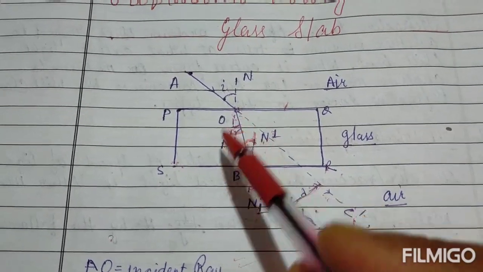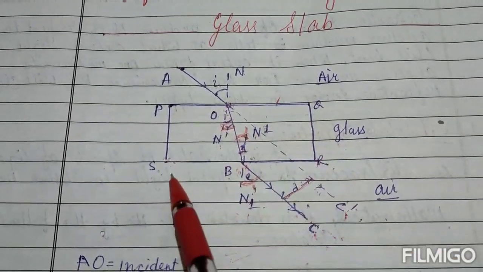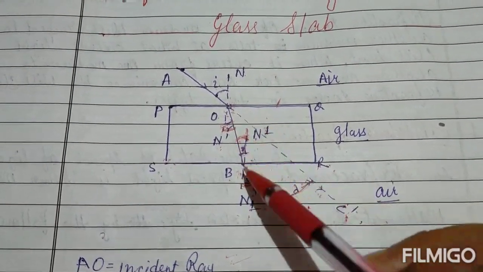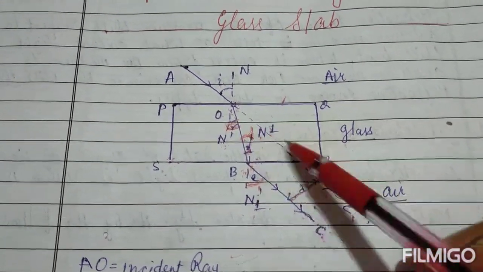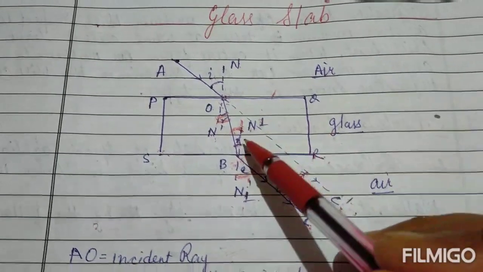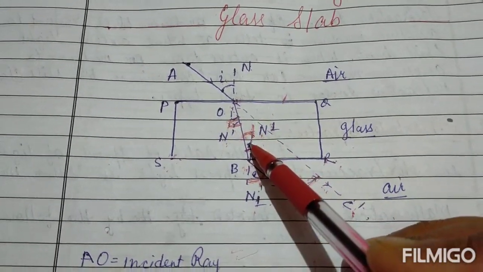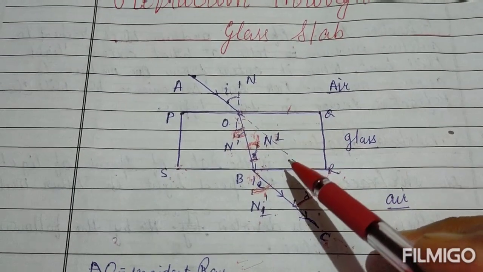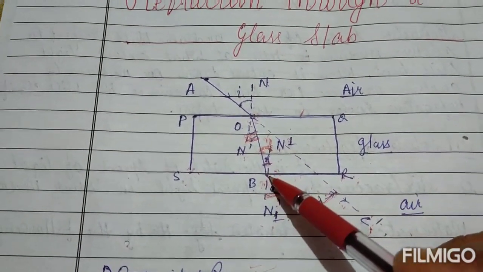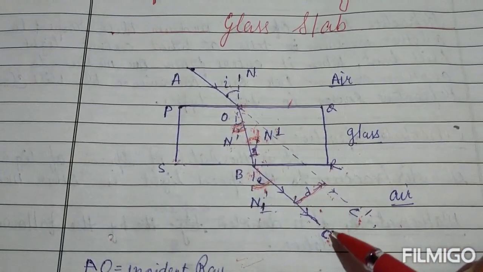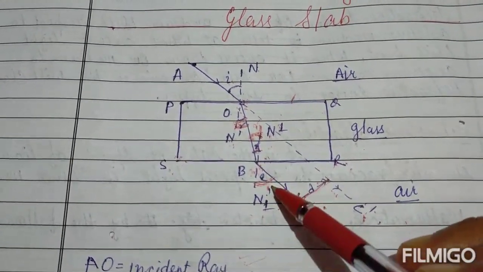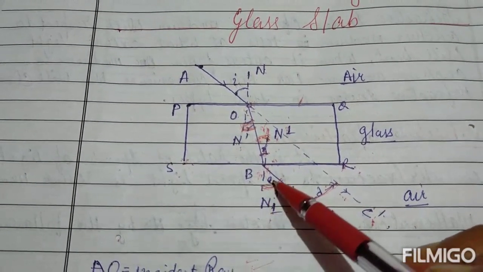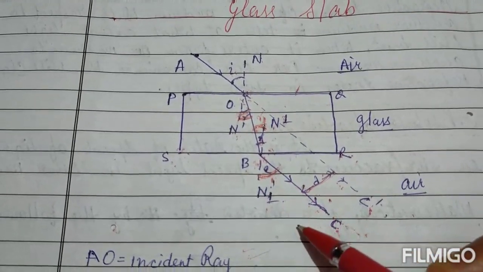I am repeating it. Listen carefully. PQ and SR are parallel and angles N dash OB, that is this angle, and N1 BO, that is this angle, will be equal. So this angle is R, this will also be R, and BC will be the emergent ray, and angle CBN1 dash will be denoted as angle E, and this is called angle of emergence.